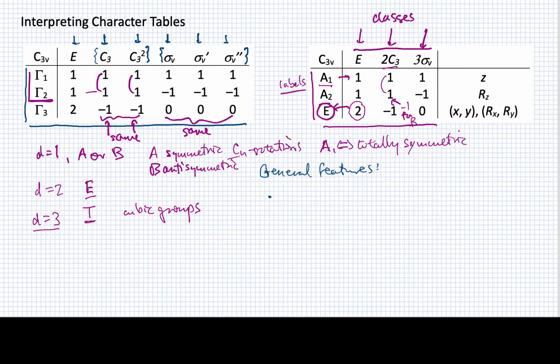General features. Okay, 1, number of irreducible representations equals the number of classes. Okay, so these are all square tables.